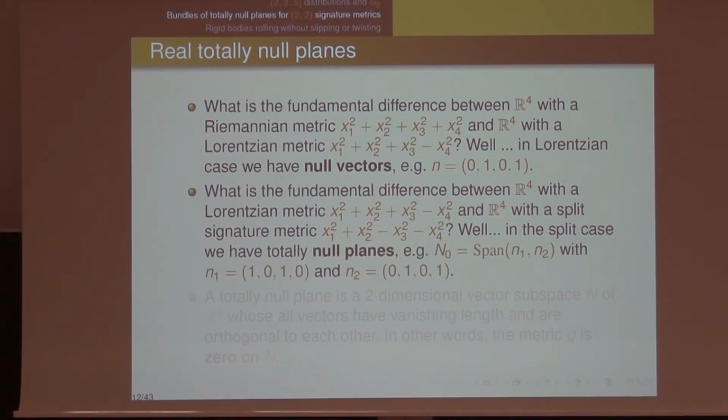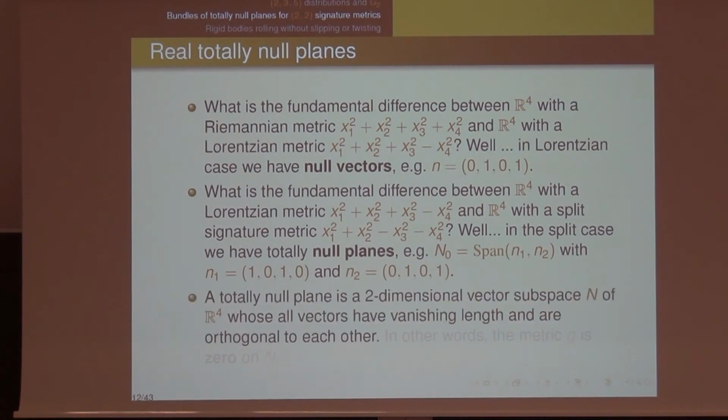For example, this vector and this vector, both of them are null in this metric. They are orthogonal to each other with respect to this metric. Therefore, they define a plane which is totally null, meaning that the metric, when restricted to this plane, is 0. So from this slide, what I want you to remember is that in the split signature case in 4 dimensions, one has real totally null planes.